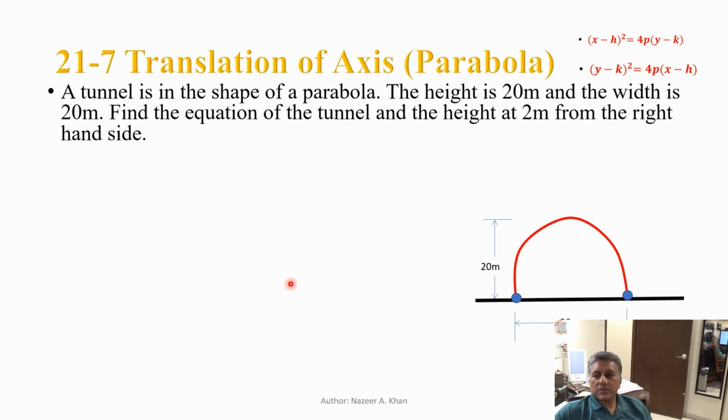Let's go and look at something like this now. We have a tunnel in the shape of a parabola. The height is 20 meters and the width is 20 meters. So you could look at it as 20 by 20. Find the equation of the tunnel and the height 2 meters from the right hand side. So the right hand side, which would be 2 meters in from here, we want to find that height.